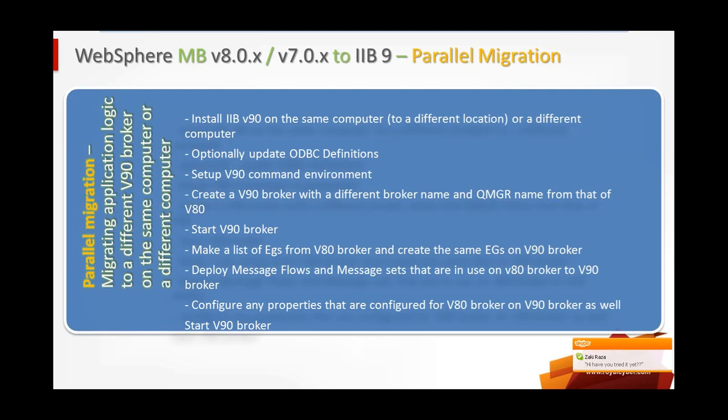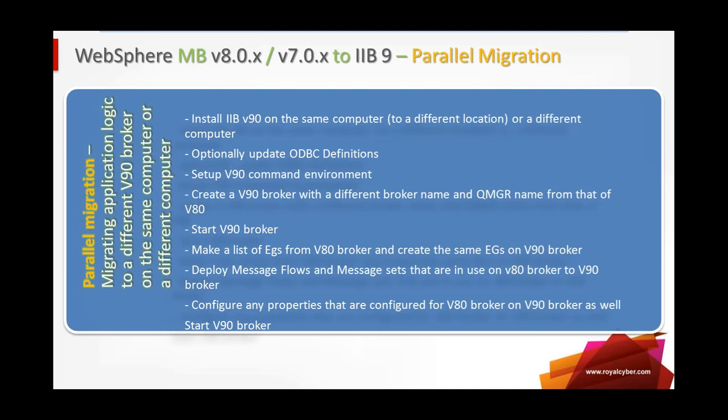you have to run the command environment. And this time when you're creating the broker, you have to give a new broker name. It should be unique, different from the older one, right? Then after creating the broker, you have to start your broker. Then you have to create your execution groups. The name of the execution group might be the same as the older one, and I believe people want to have the same execution group, so that won't be a problem.